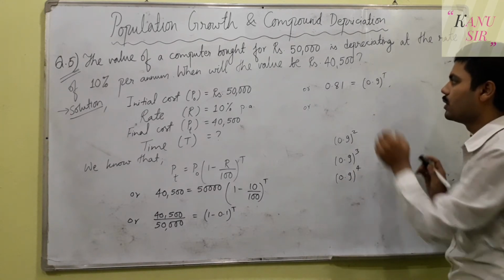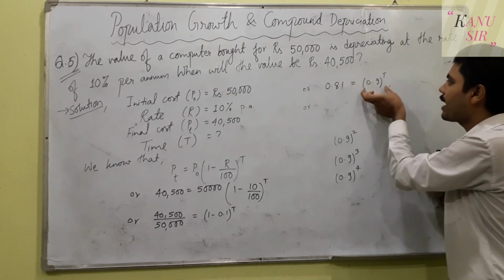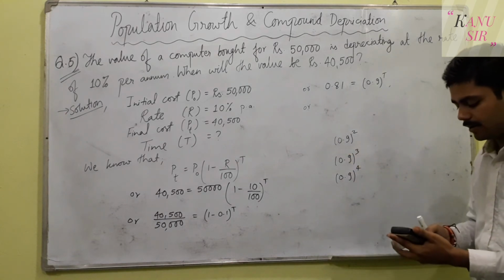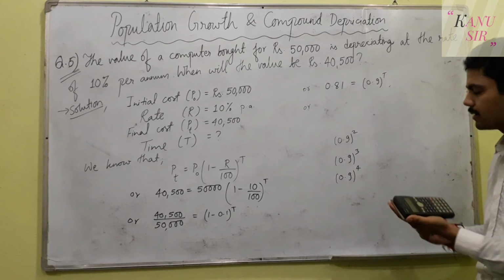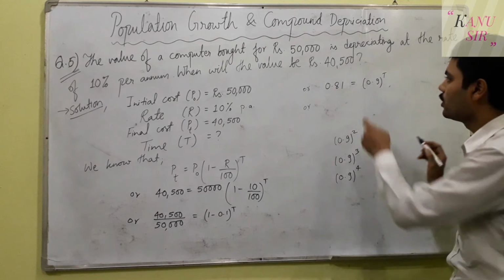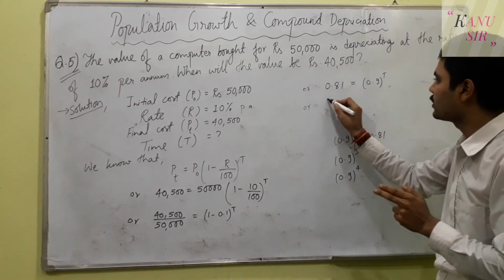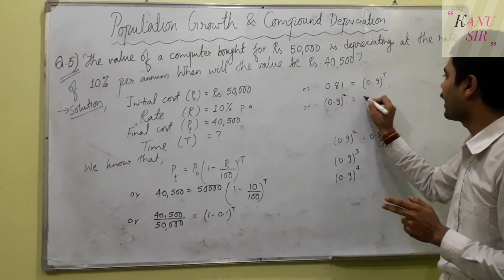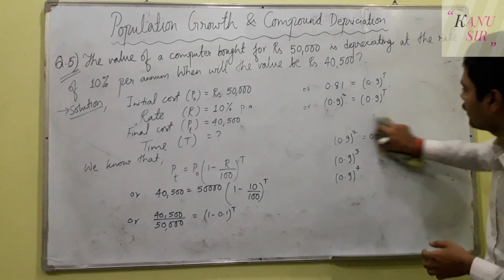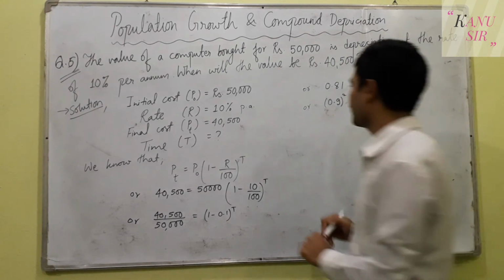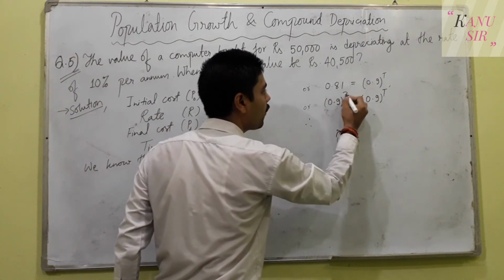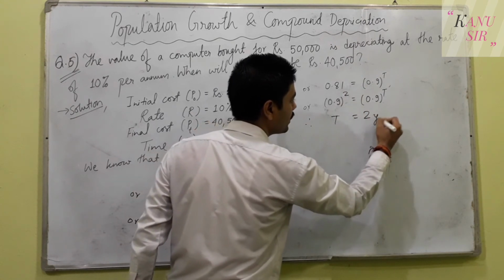Here what we are trying to do, we have to make exactly 0.9 to the power something on the LHS also. So let us check first 0.9 whole square. 0.9 whole square denotes 0.81, and yes, we got the answer in our first try. So 0.81 can also be written as 0.9 whole square, equals 0.9 to the power t. So by observing this verification, we can come to know that the bases are the same, so their indices will also be equal. So time taken is 2 years.